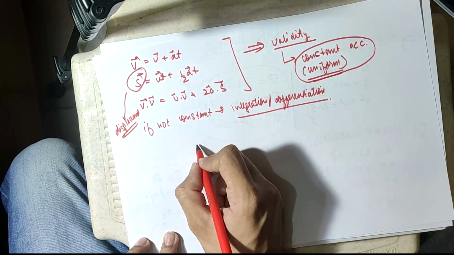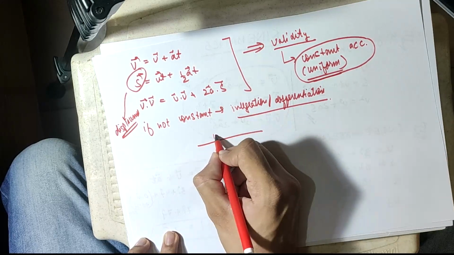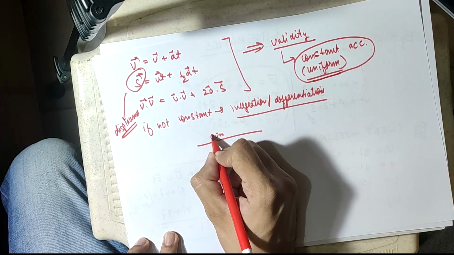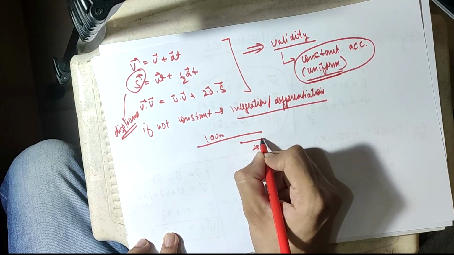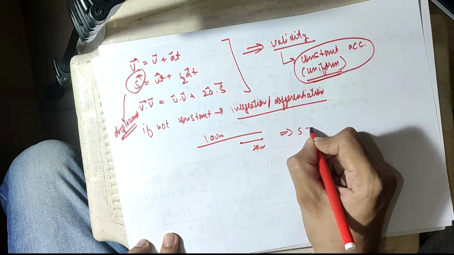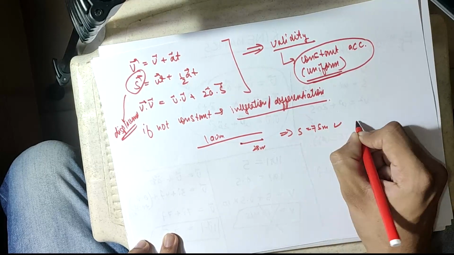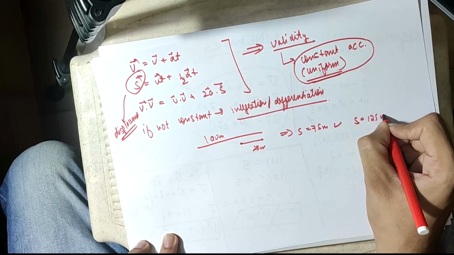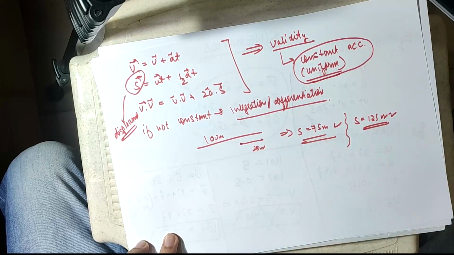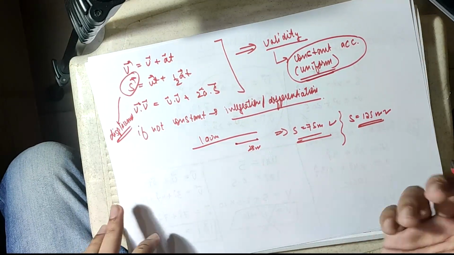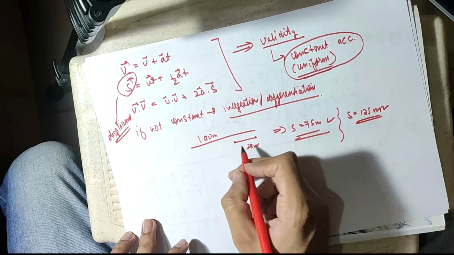For example, if a particle moves 100 meter, then comes back 25 meter, put S is equal to 75 meter. Don't put S is equal to 125 meter. These are basic errors which will always lead to negative marking. So this is how the questions are made.